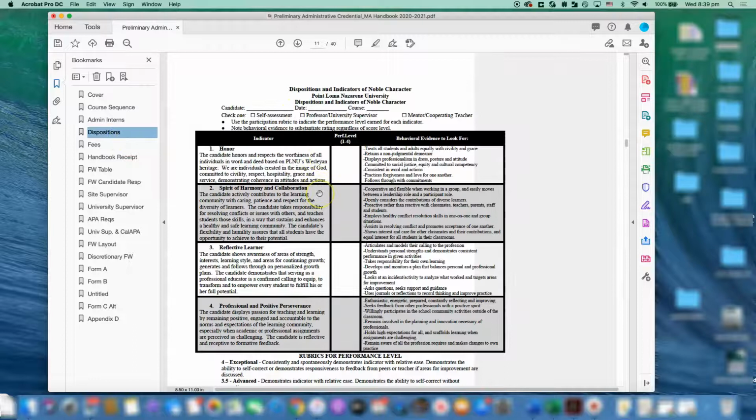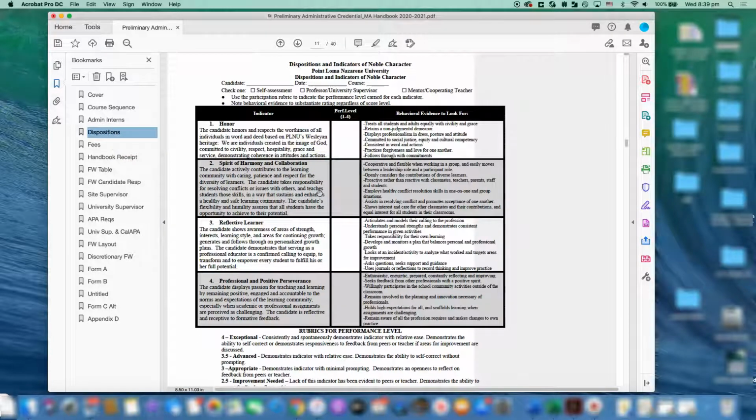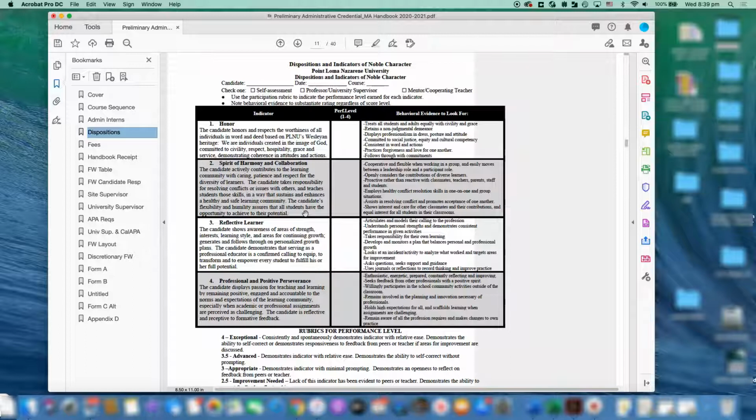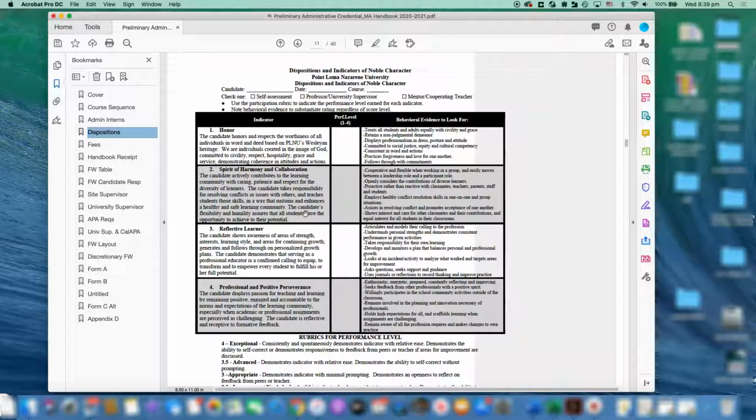Something that, if you have not been a Point Loma student before, which many of you probably have, you will remember our dispositions. These are critical and core in our program for teaching and administration and all of our education programs and credentialing. So the four indicators that we are looking for are honor, spirit of harmony, reflective learning, and being a professional and positive person and persevering.